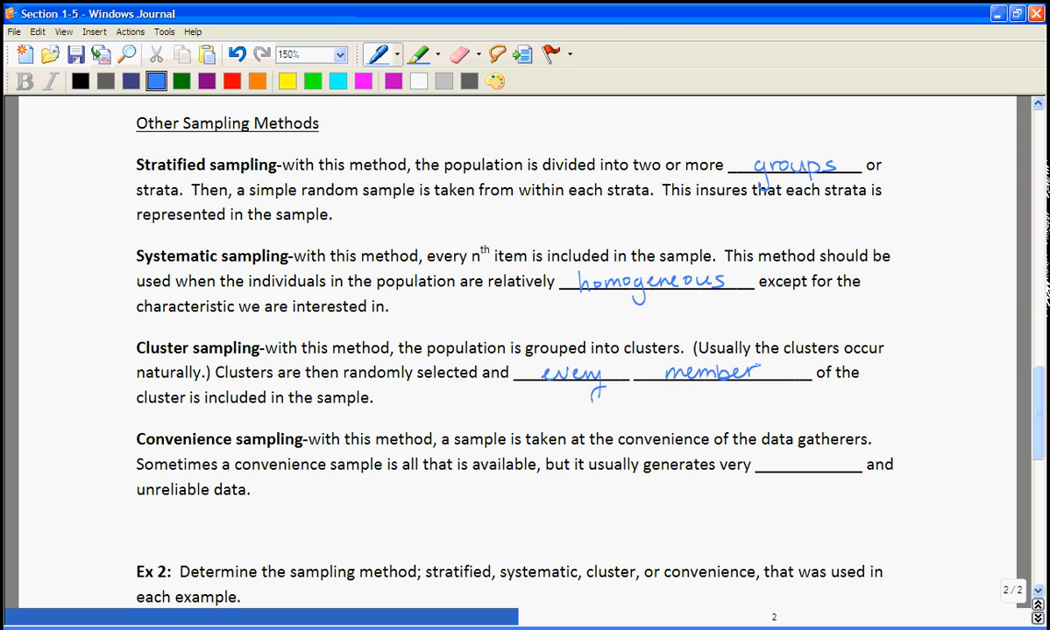And the last one is convenience sampling. With this method, sampling is done at the convenience of the data gatherers, but it's not the best sampling technique. Sometimes that's all you have, convenience sampling. For whatever reason, maybe the way the population is dispersed or whatever problems may arise, but this might be all you get. And the problem with it is it usually generates very biased and sometimes unreliable data. Sometimes that's all that's available to you, but if possible, we try not to use convenience sampling if we don't have to.